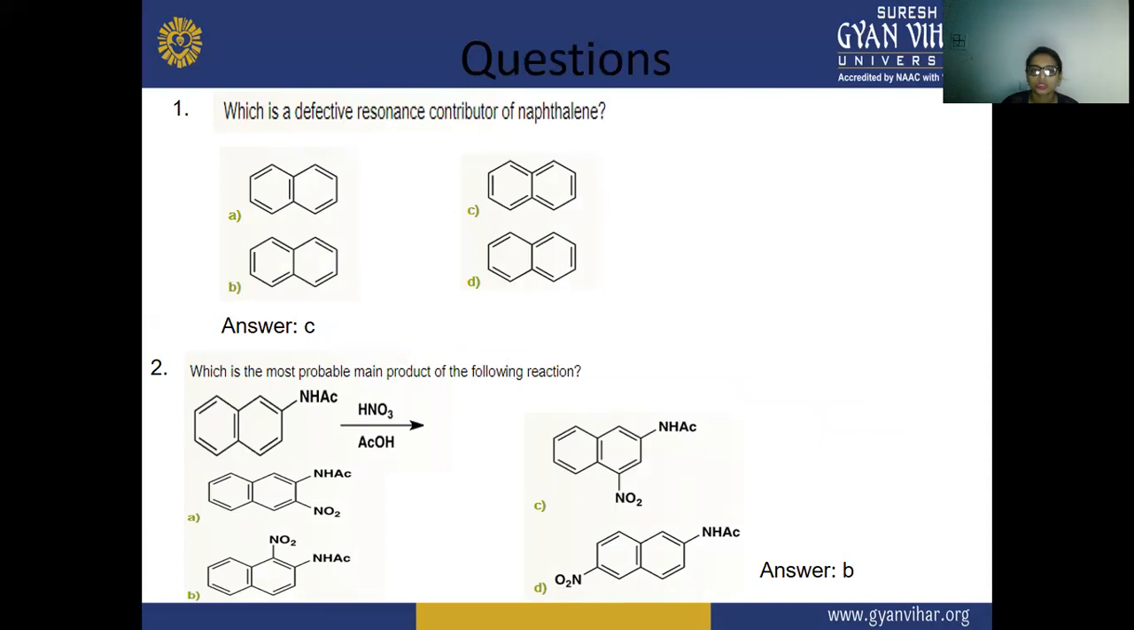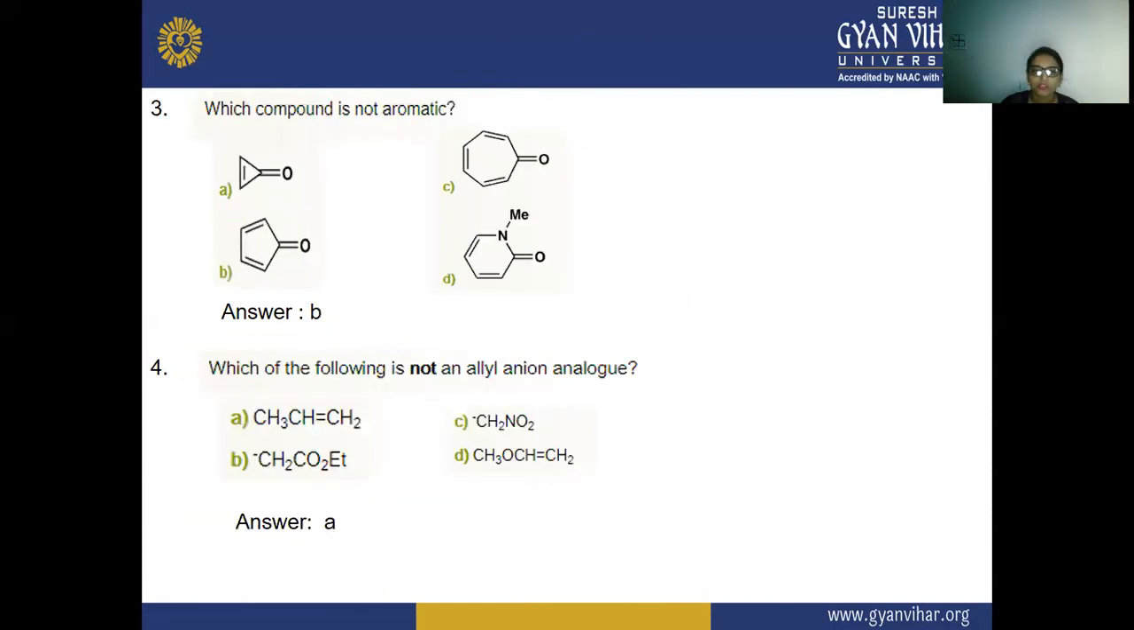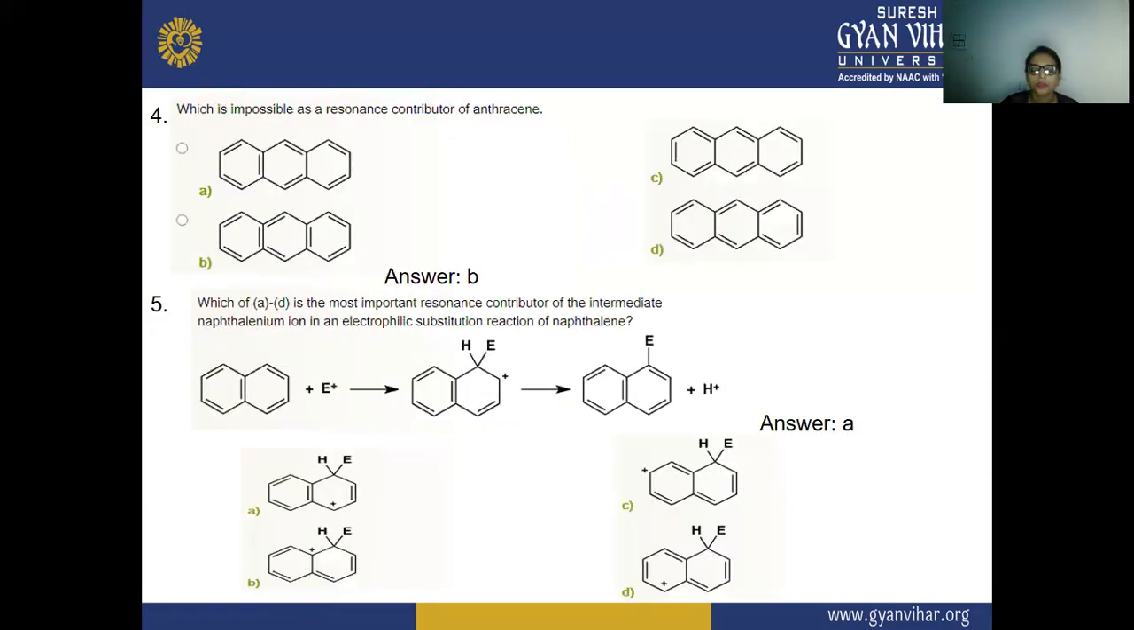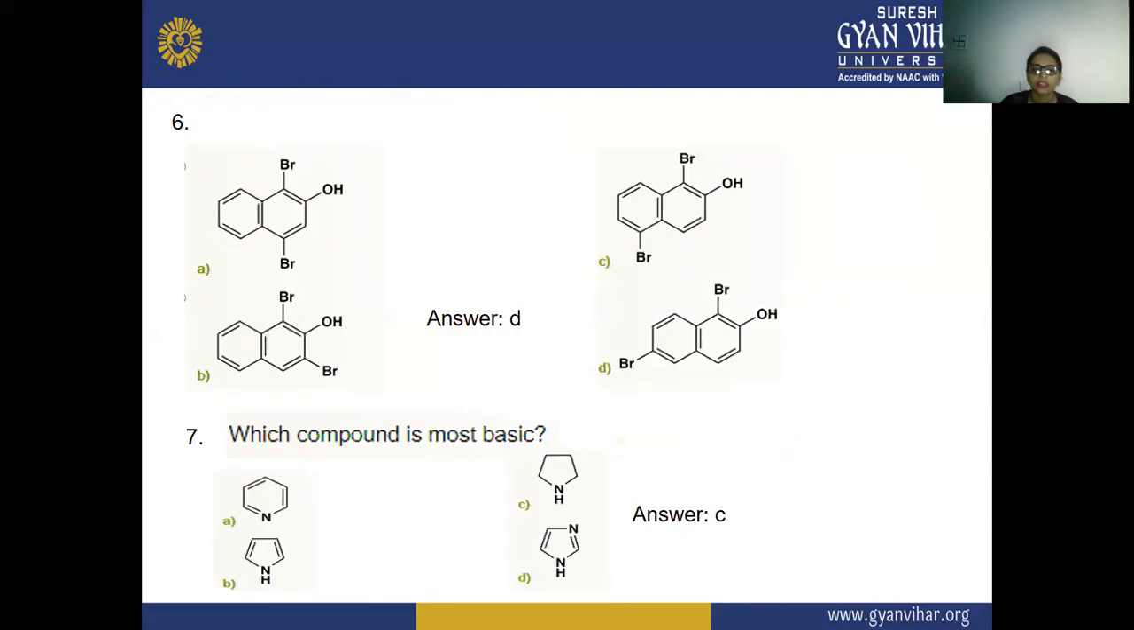So these are the questions. What is the different resonance contributor of naphthalene? That is C. The more probable main product of the following reaction is B, which is not aromatic. Which of the following is not an allyl anion analogue? That is A. Which is impossible as a resonance contributor of anthracene? That is B. And which is the resonance contributor of the intermediate naphthalenium ion in an electrophilic substitution reaction of naphthalene? That is A.